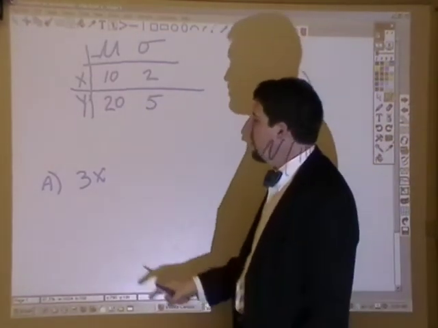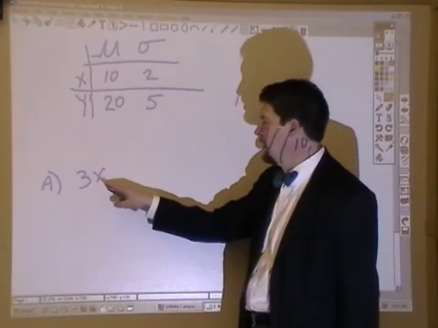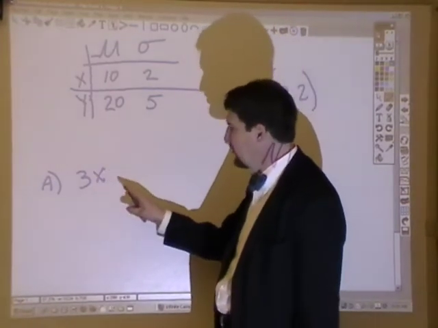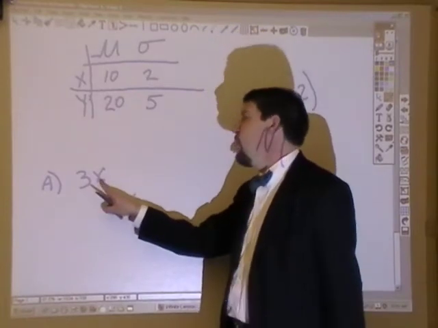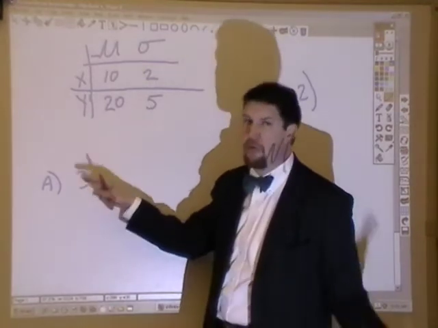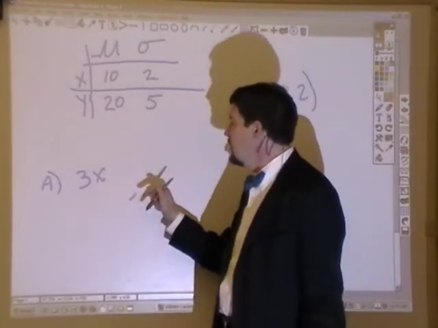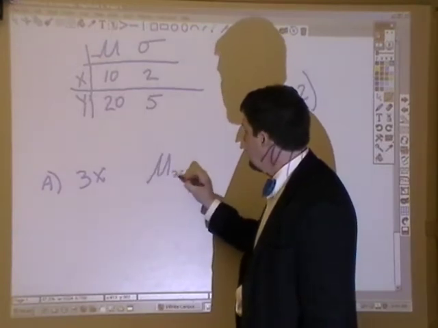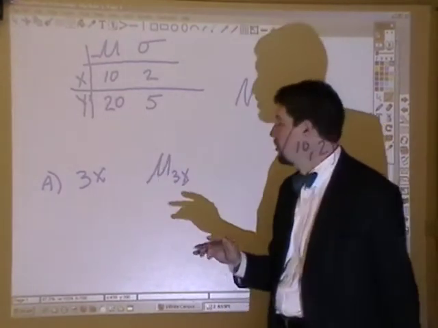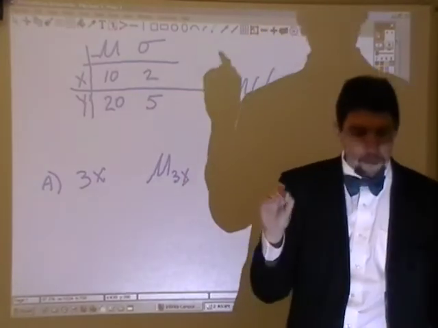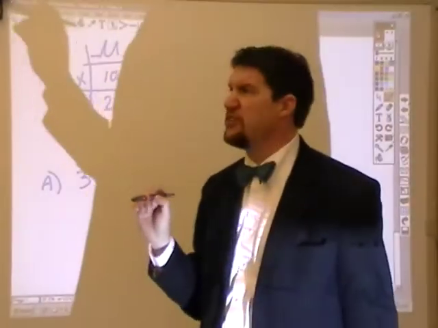So when we say we're going to pick 3 times a random variable x, really we're saying let's take the entire distribution, multiply it by 3, and then pick a value out at random. What we need to do is find the mean of 3 times a random variable, or 3 times the distribution.